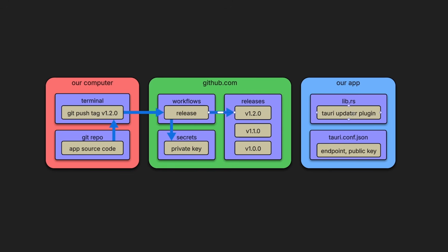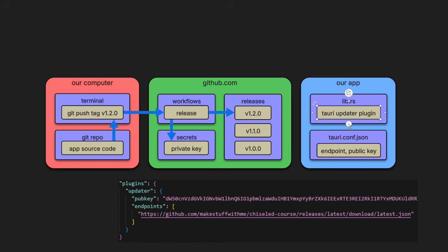And for our app, we're going to be using the Tauri updater plugin. And the way that works under the hood is at first it asks, where do I even look for an update? And for that, it looks in our Tauri configuration file for an endpoint.